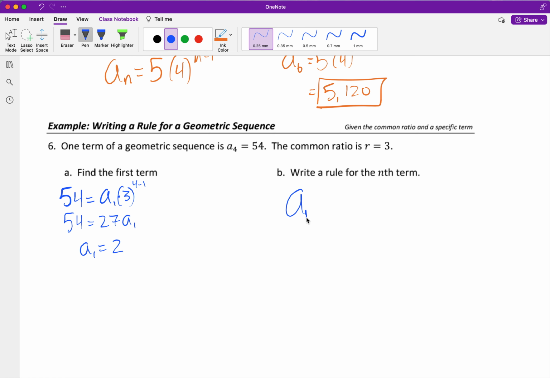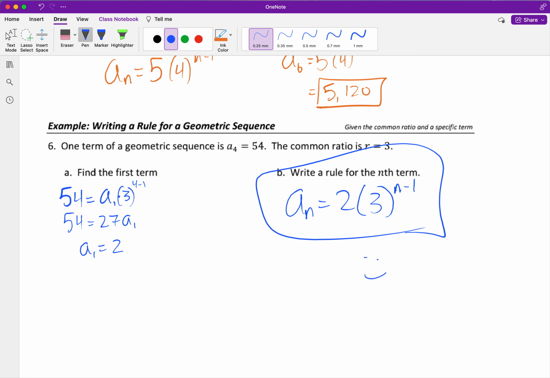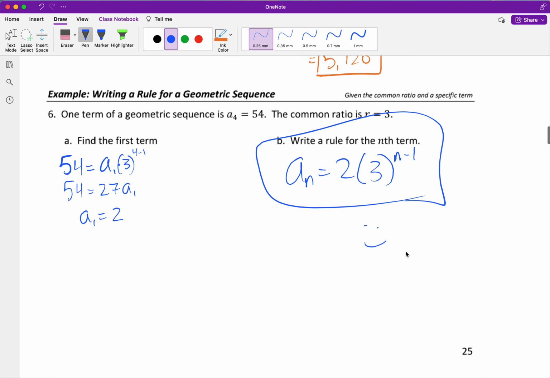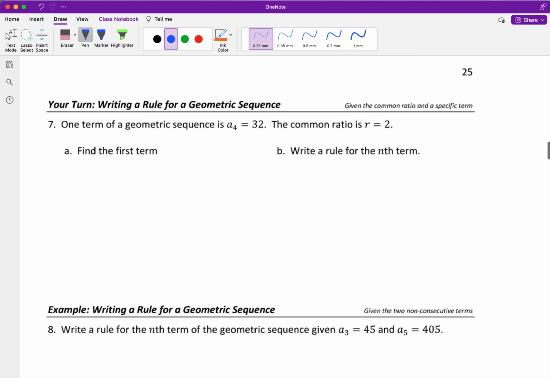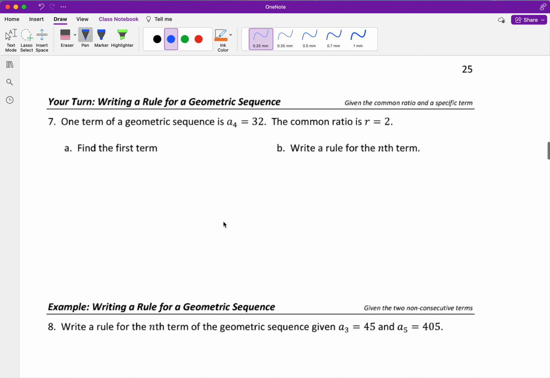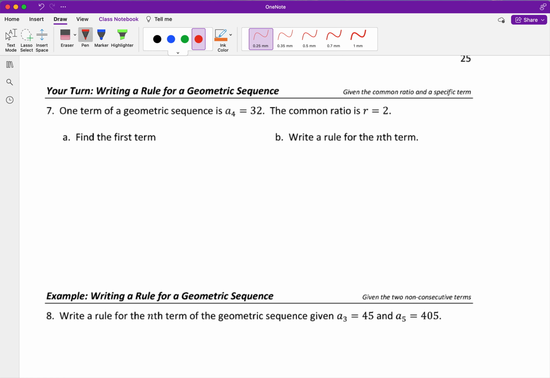And so now I can write the rule. AN equals 2 times 3 to the n minus 1. Done. Yay, math. Alrighty. Your turn. Try to do the same thing. Pause the video. Check it out yourself. I will be here when you are ready for me.